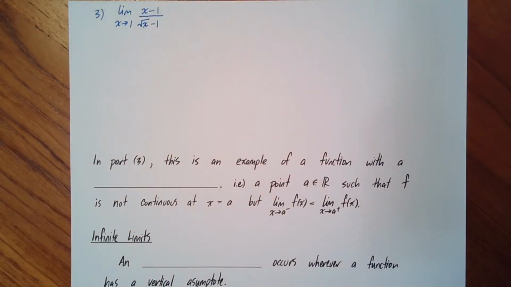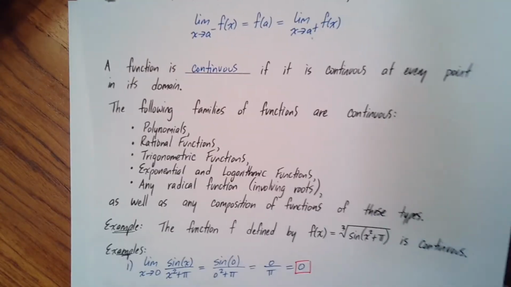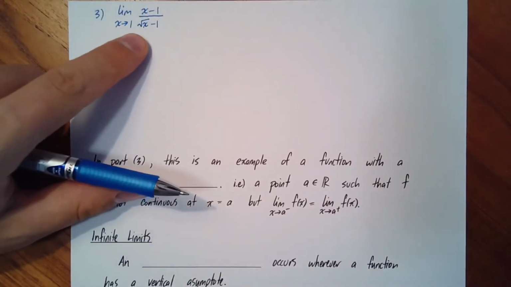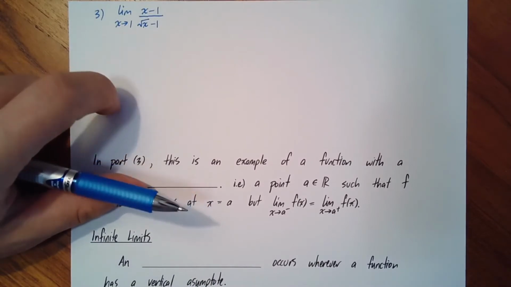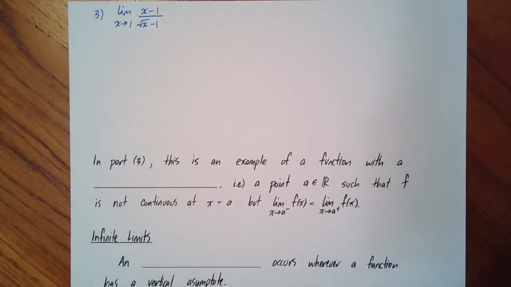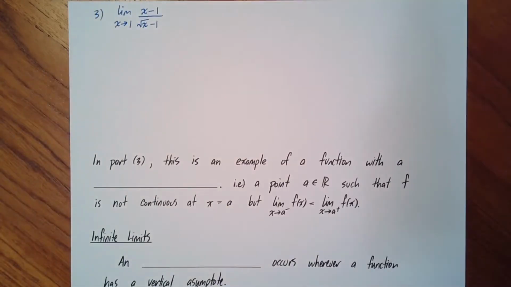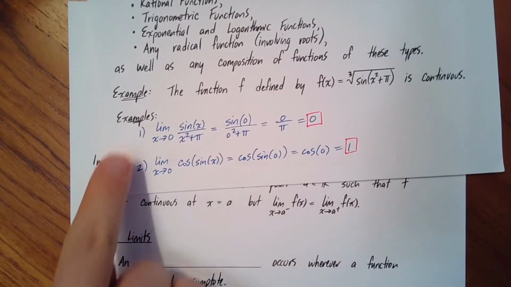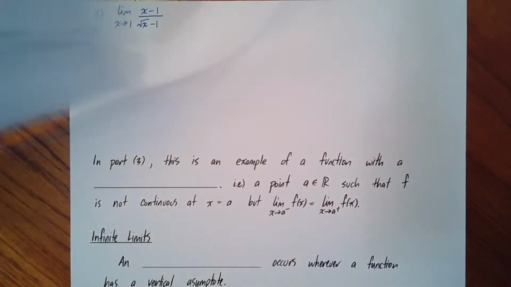Now this is another function that is built from the functions that we gave in our previous list, right? We've got a fraction. The numerator is x minus 1. Well, that's a polynomial. The denominator is the square root of x minus 1. Well, the square root, that's a radical symbol, so radical functions are continuous, and then we put them together as a fraction, so the result is going to be continuous on its domain. However, this example differs from our previous two, and by the previous two I mean the 1 and 2 that we did immediately at the bottom of the previous page.